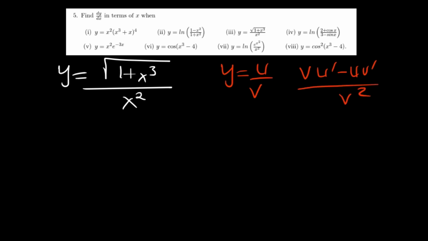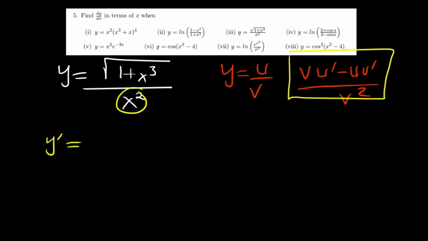If we let our u be what is on top, we can go on and substitute in the function there. So what is our v? Our v is the denominator, x squared. Now what is u prime? U prime implies you differentiate whatever is on top, because our u is equal to that. So our u is equal to 1 plus x to the power 3.